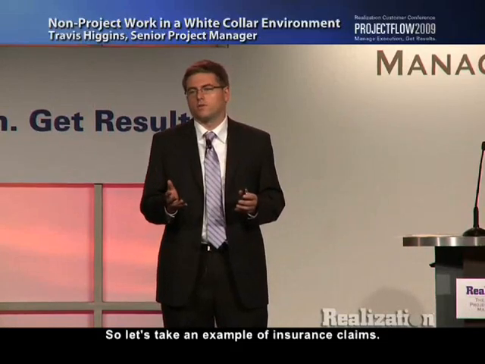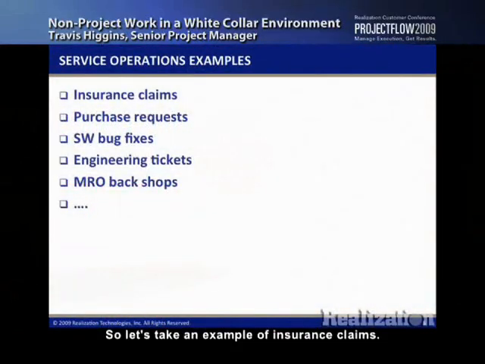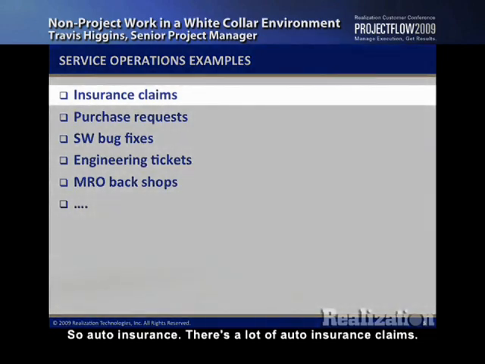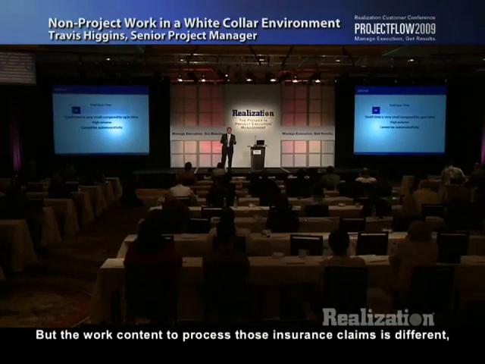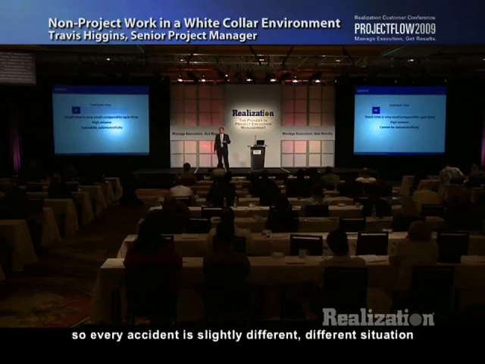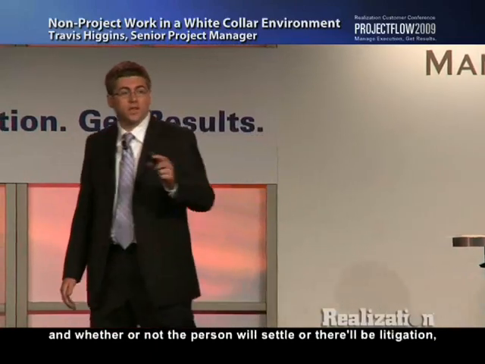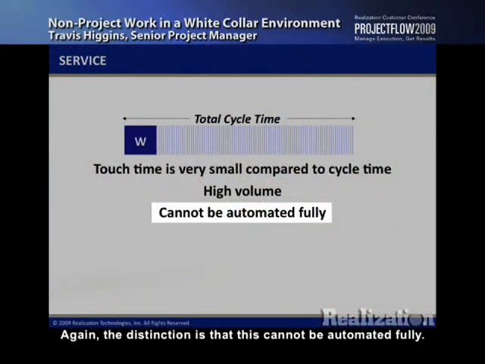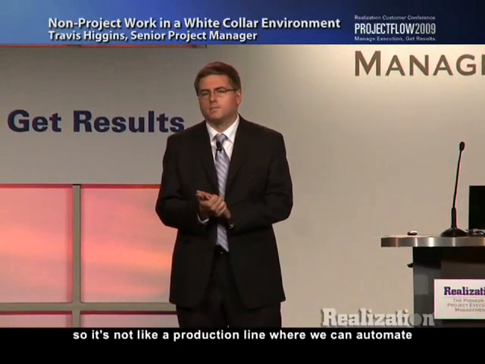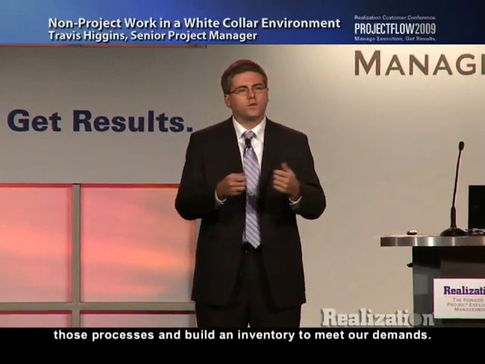So let's take an example of insurance claims. So auto insurance. There are a lot of auto insurance claims. There's definitely a high volume. But the work content to process those insurance claims is different. Every accident is a slightly different situation, and whether or not the person will settle or there'll be litigation, all of these things are not known up front. Again, the distinction is that this cannot be automated fully. We don't know the work scope, so it's not like a production line where we can automate those processes and build an inventory to meet our demand.